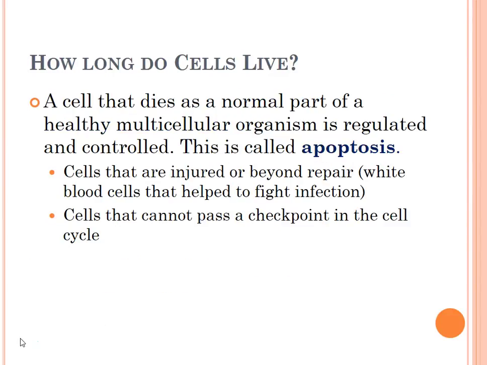So there is a process called apoptosis where a cell that becomes injured, where it can't be repaired, or can't pass through a checkpoint in the cell cycle, is going to become unhealthy for the whole organism. For a multicellular organism, it's really important that those cells that are damaged die off, so it can keep the whole organism healthy. And so this regulated, controlled cell death is called apoptosis.